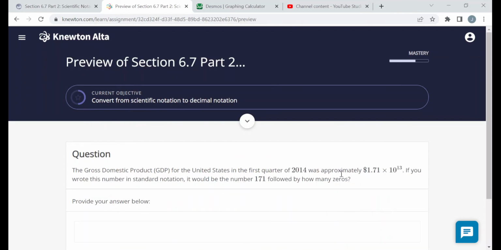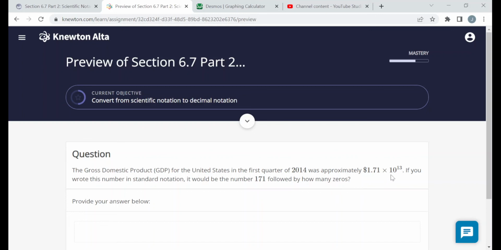Okay, again, here's a number in scientific notation. Look at the question, and read the question, right? The gross domestic product for the United States in the first quarter of 2014 was approximately 1.71 times 10 to the 13th dollars. If you wrote this number in standard notation or decimal notation, it would be the number 171 followed by how many zeros?